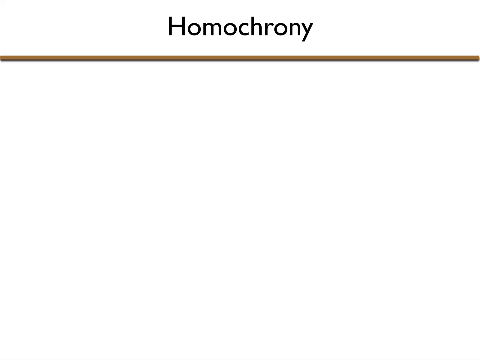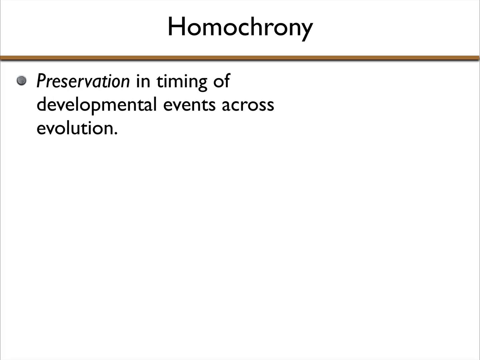Now, one of the reasons I'm showing you this is to talk a little bit about a phenomenon called homochrony. You'll remember in an earlier segment we talked about heterochrony, which is a change in the timing of developmental events across evolution. Well, homochrony is actually a preservation in the timing of developmental events across evolution, because that's what we see with the development of sensory systems across a very wide variety of animals, including mammals. Probably 30-some odd species have been studied embryologically in this regard.